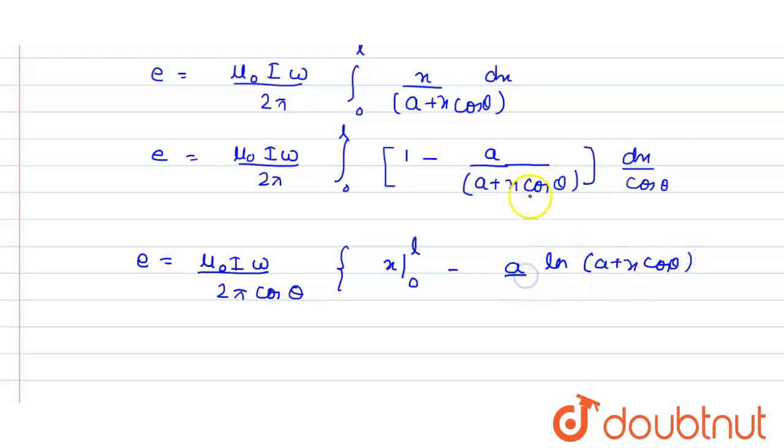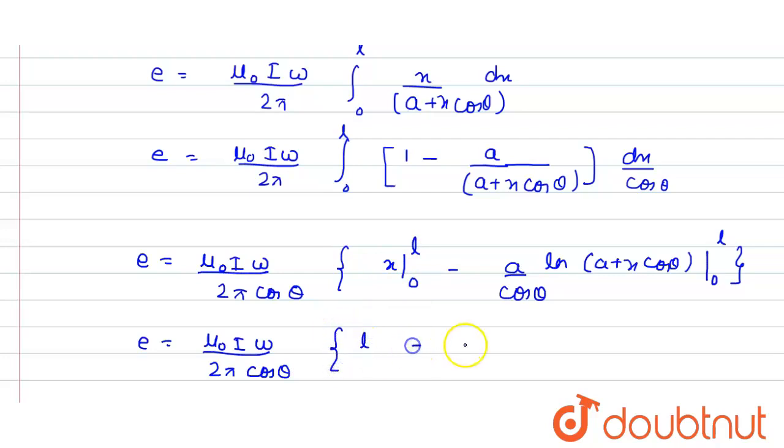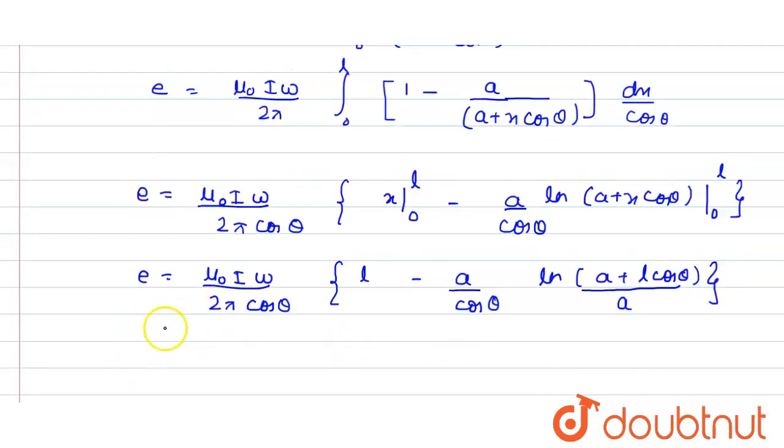Okay, and then because there is a coefficient of x which is cos theta, we need to divide it by the coefficient of x, which is cos theta. We put the limit from 0 to L. Now our EMF would be equal to mu naught I omega divided by 2 pi cos theta. If you put the limits here, upper limit L minus lower limit 0, it would be L minus a by cos theta, and if you put the limit here, it would be ln of a plus L cos theta divided by a, putting x as 0. So this would be the EMF which would be induced in the rod.